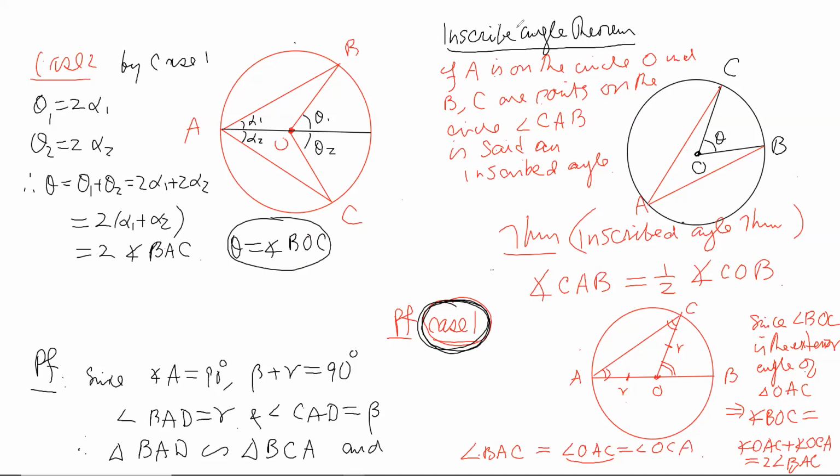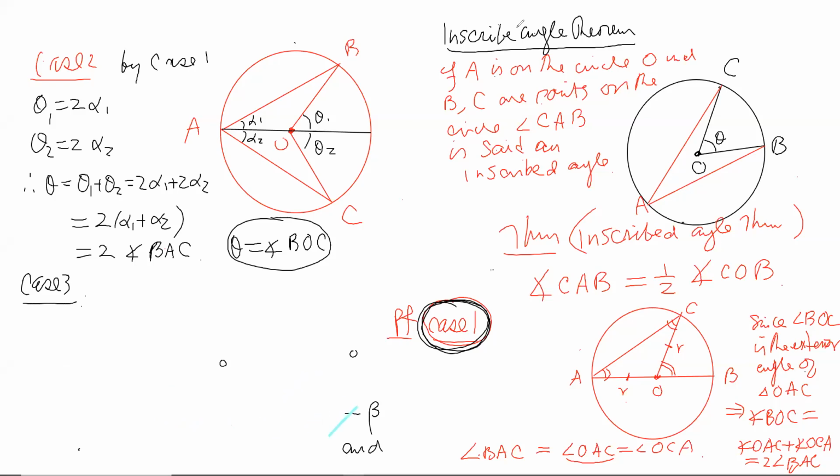Yes. I have a third case. Can you tell me what is the third case? The third case is where one part of the angle would be the diameter. No, that's case 1, right? Case 1 is that. Emily or Rebecca, what is the third case then?